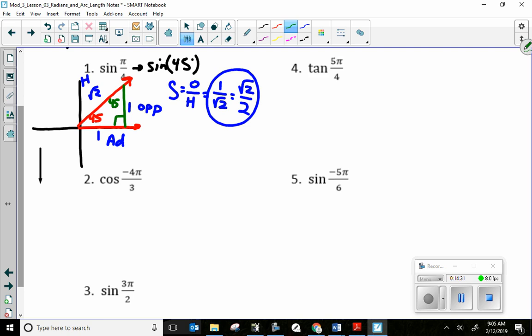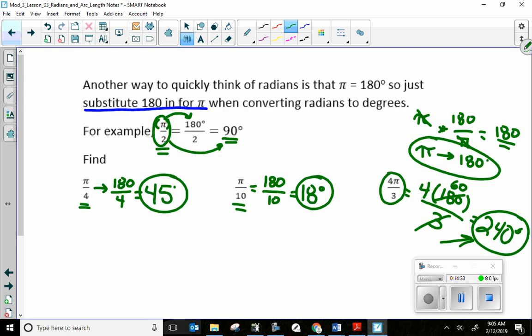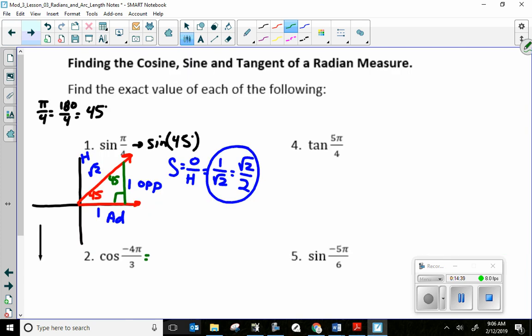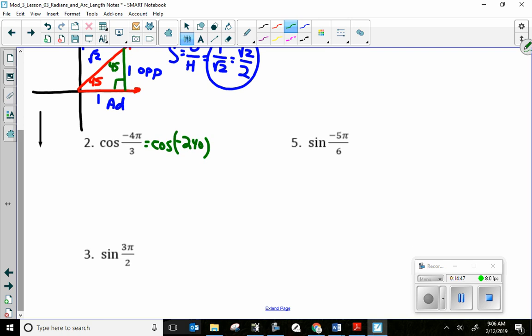4 pi over 3. We just did 4 pi over 3. It's 240 degrees. But this is negative. So that's like saying the cosine of negative 240 degrees. So what I'm going to do is draw my axis and graph my line. Here's 0. This would be negative 90. This would be negative 180. This would be negative 270.